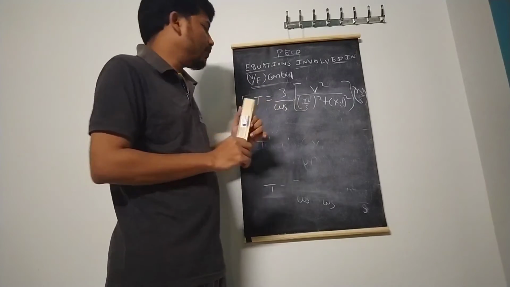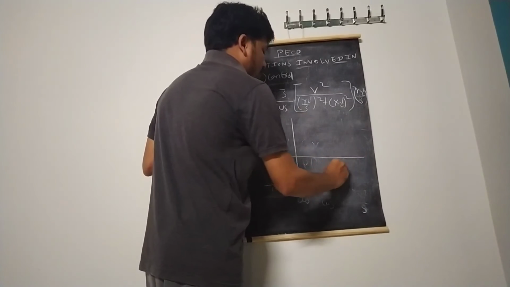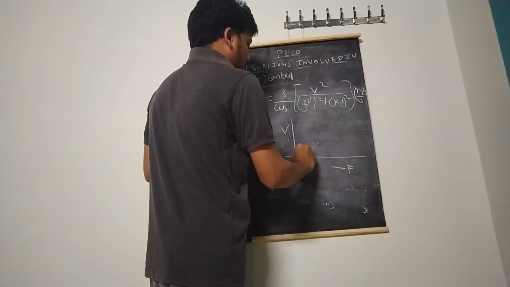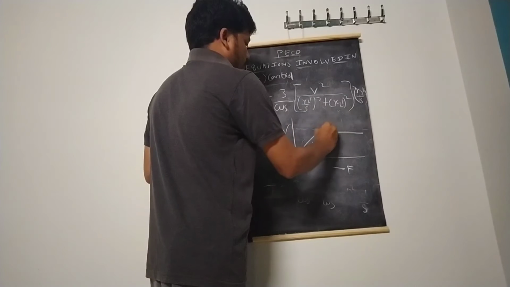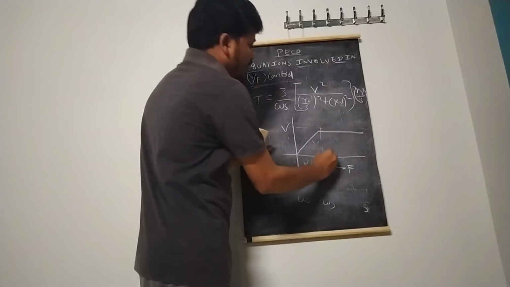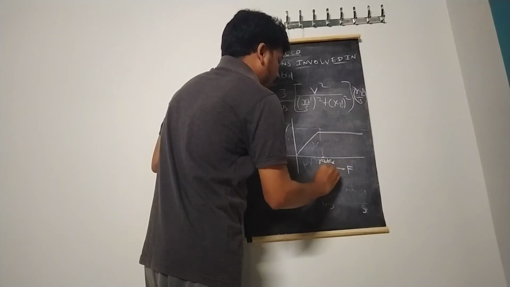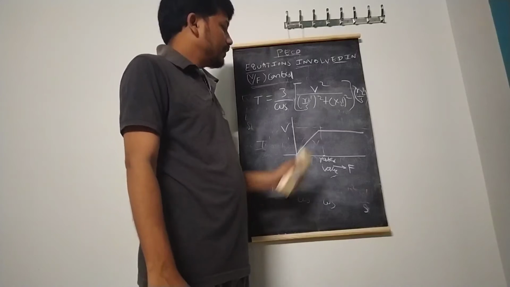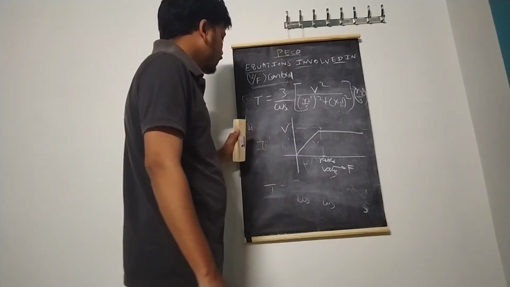In the V by F control method, if you draw the V versus frequency curve, this is the V versus frequency curve. So what is the meaning of that? This is the rated value, the rated value of frequency. This is the rated value, which we also call the base frequency.